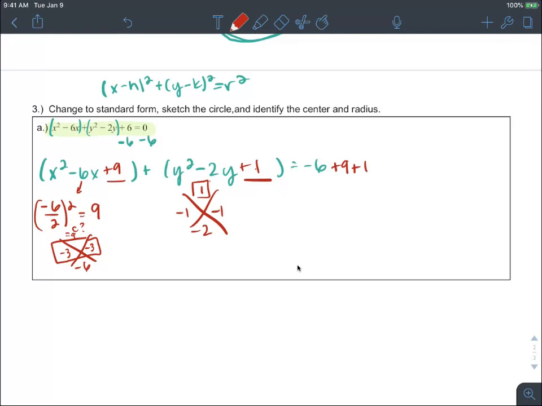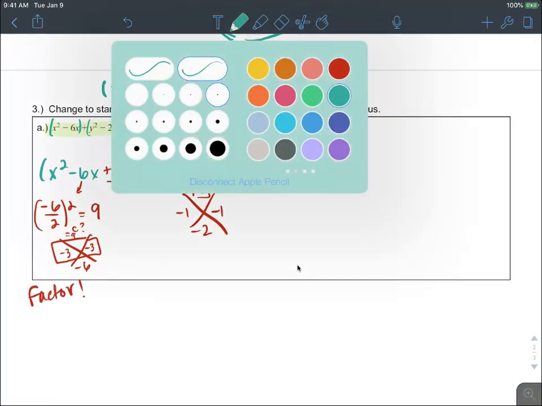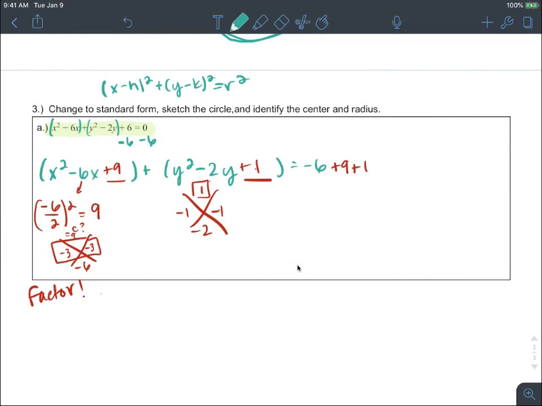Now it's time to factor. Okay, so I get, for the x's, x minus 3 times x minus 3, which is x minus 3 squared, plus y minus 1 squared is equal to, let's see, 10 minus 6 gives me 4. And that's it. I'm in standard form. Okay? So there I am in standard form.